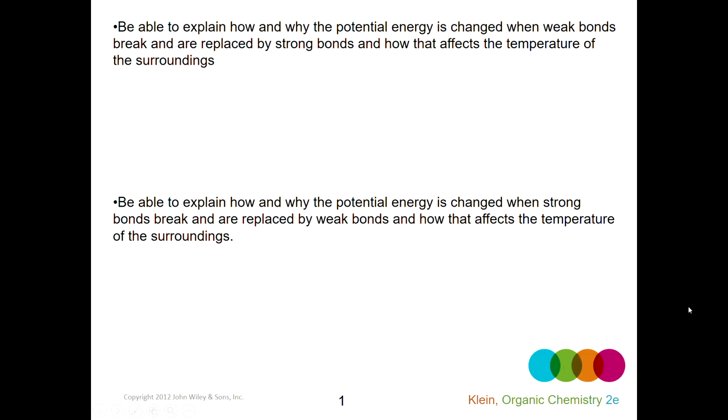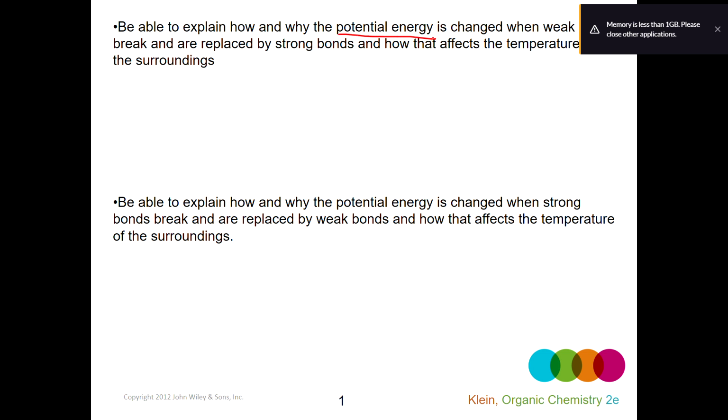Alright, so there are a couple bullet points from the study guide related to this week's exam, exam 6. So we just wanted to cover these bullet points and try to help clarify aspects of them for you all. So this first one is about potential energy. So you want to have a strong idea of what that means.